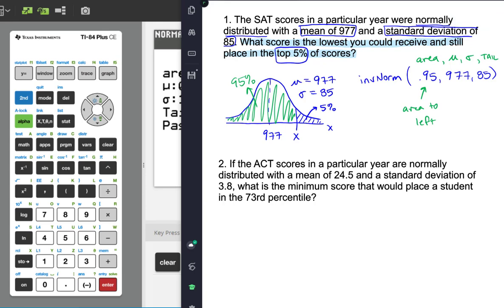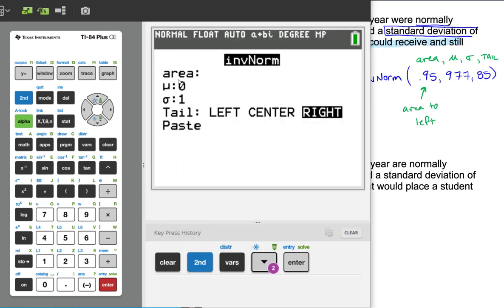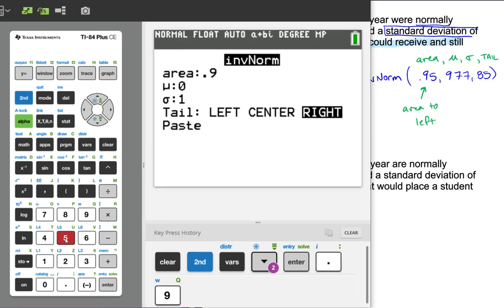Okay, so let's go over to the calculator and get some results here. Now, if I'm over in the calculator, the inputs that it wants are areas. So we can use the 0.95 like we just came up with.